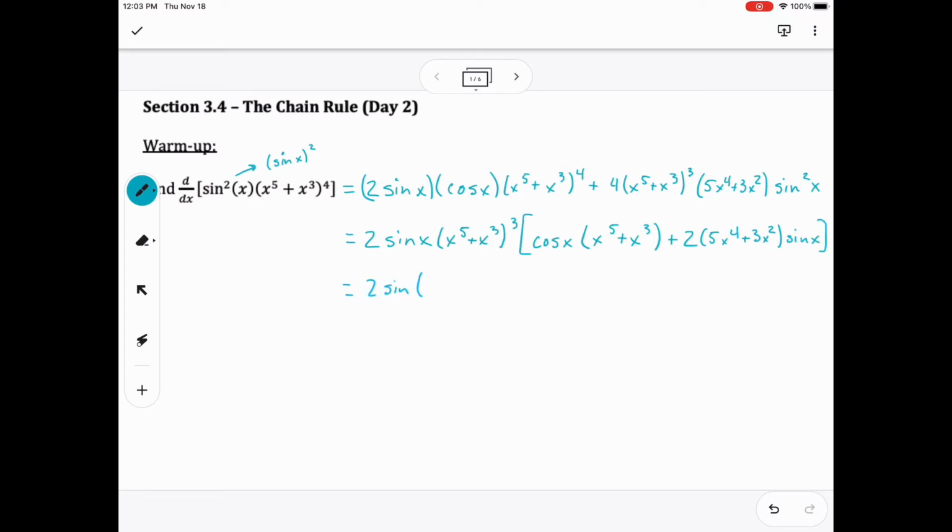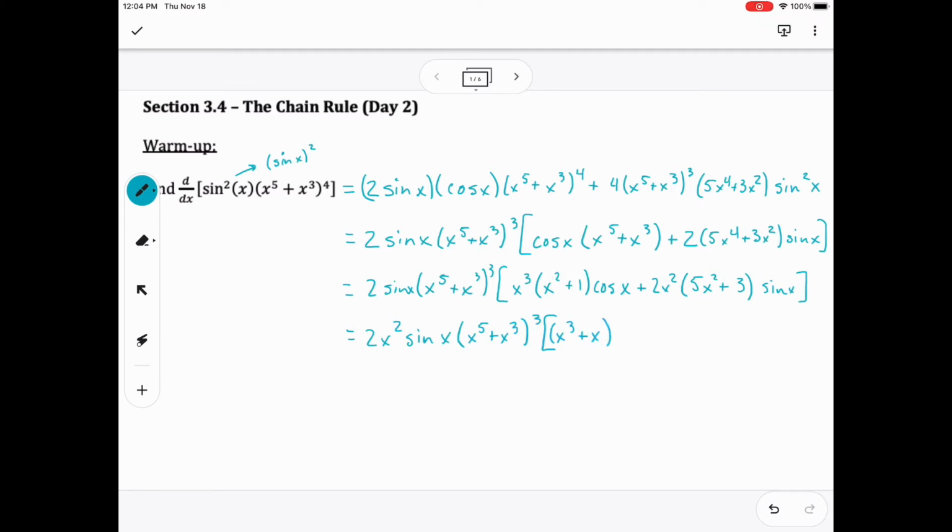Now it looks like I can also take an x to the 3rd out of the first two terms inside the brackets, and then an x squared out of the second two, which means I can only factor out another x squared and put it out front for the overall function. So unfortunately this one's not going to look super pretty once I'm done, but I can do a little bit of factoring to help clean it up a little bit. And so then this would be my final answer.